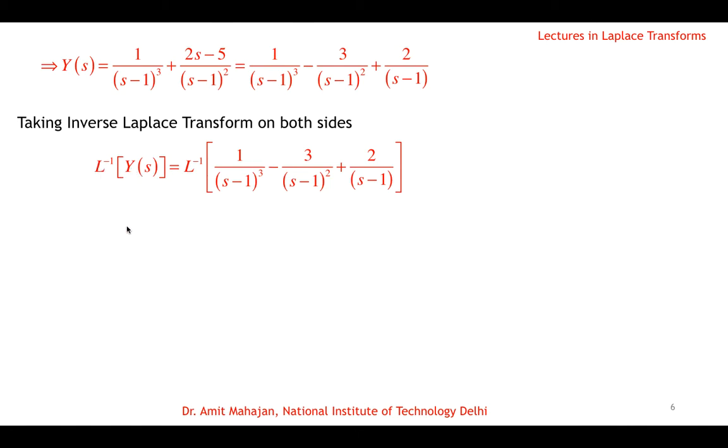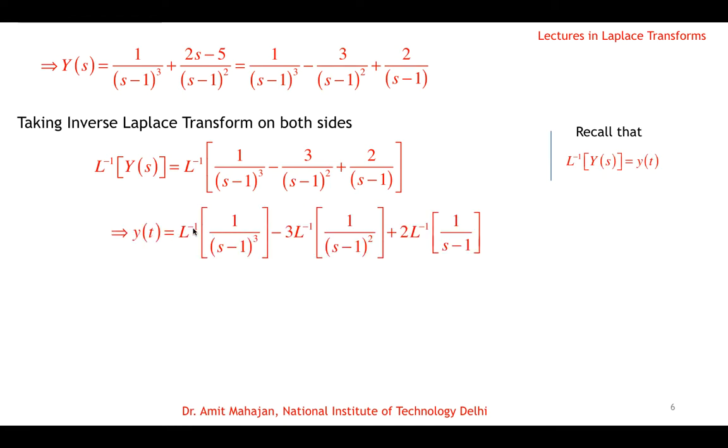Left hand side is y(t), and on the right hand side we have to use linearity. So y(t) equals the Laplace inverse of the first plus the Laplace inverse of the second plus the Laplace inverse of the third. In the third one it is 1 over s minus 1, and its Laplace inverse is e^t. But here the powers are square and cube, so we have to use the first shift theorem.